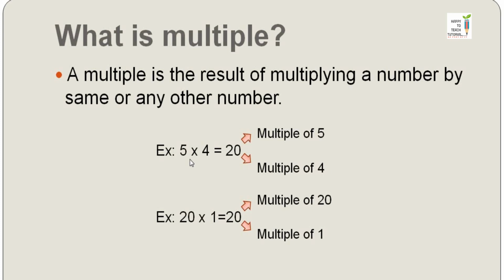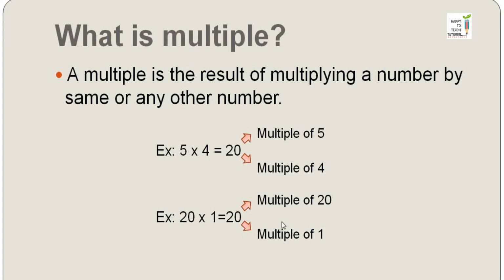For example, 5 into 4 is equal to 20. So 20 is called a multiple of 5, and 20 is also a multiple of 4. 20 into 1 is equal to 20. In this example, 20 is a multiple of 20 and 20 is a multiple of 1.